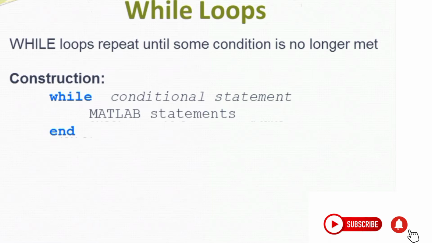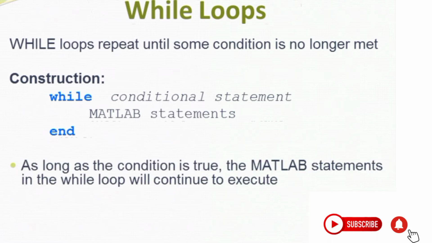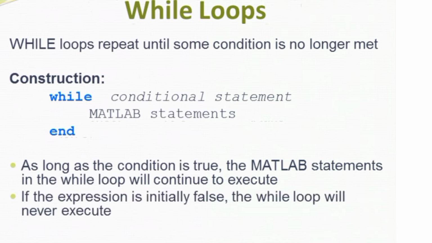And we now have a conditional statement instead of, like we saw with the for loop, the set of values over which your loop control variable is going to take. How the while loop works is, as long as that conditional statement evaluates to true, the Matlab statements are going to be executed and the while loop is going to repeat. If that expression is initially false, so for some reason you messed up your control variable values, or maybe you actually wanted it to happen this way, you could skip over the loop entirely by that condition evaluating to false initially.